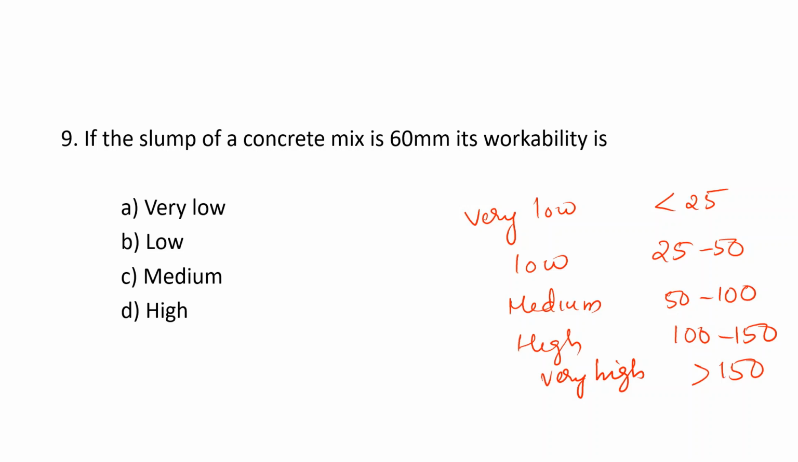In our question, the slump of the concrete mix is 60 mm. That means it lies here. For medium workable concrete, the slump value lies between 50 mm and 100 mm. So our answer is medium. This table is important. We need to remember the value ranges. For medium, it is 50 to 100. In the question, they have given a 60 mm slump value, so the concrete workability is medium.